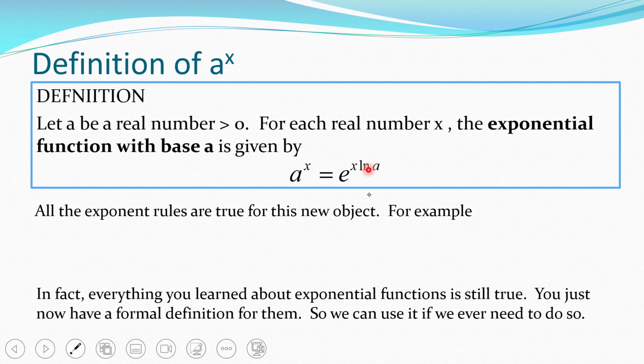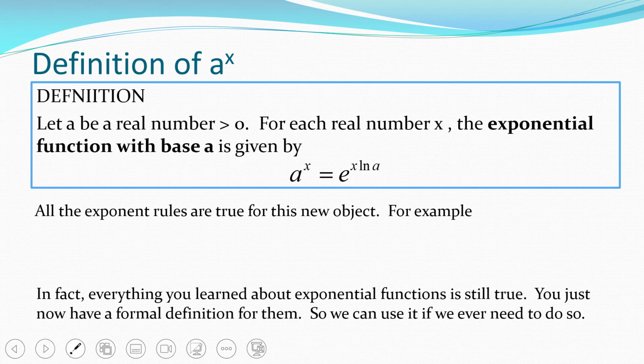Then this would be a number. x, of course, is given to be a number. This product is a product of two real numbers, and e is defined for any real number. So e to something is defined for every real number, so this is a well-defined object. That means you should expect that a to the x has a lot of the same properties as e to the x, because it's basically e to something. So in fact, all the exponent rules are still true. Everything you learned before is all still true. The only thing that's different is now I've given you a definition for the object.